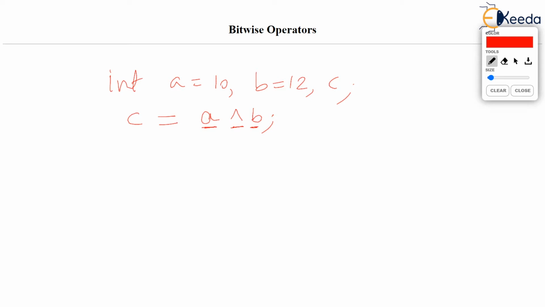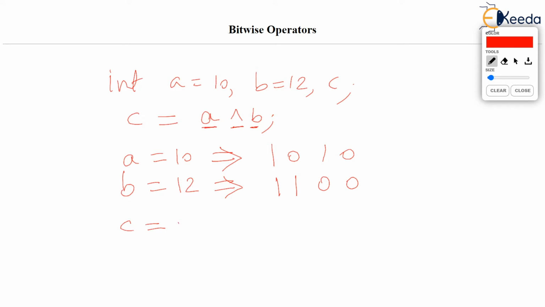Let's see. We have A as 10. So binary equivalent is 1010. Further, B is 12. So binary equivalent is 1100. And we are doing C is A XOR B. So let's see what will be XORing.